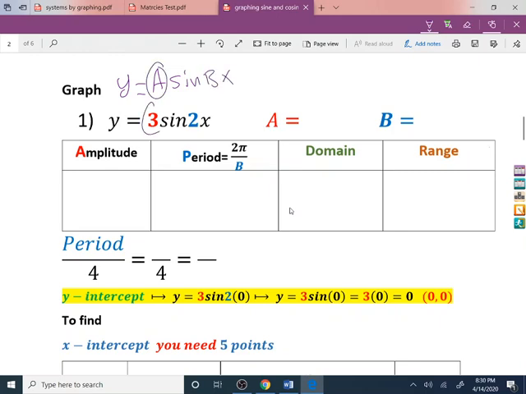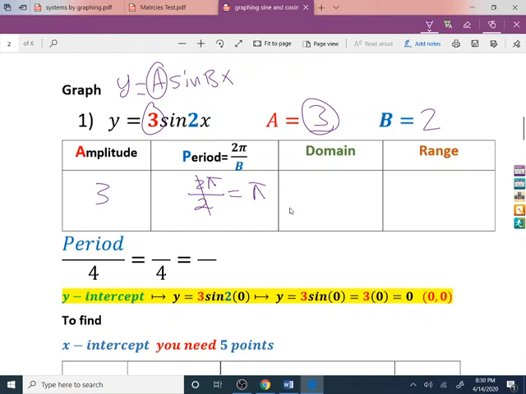What's a, guys? 3. What's b? 2. Then my amplitude is a. It's positive already, so I'm going to write it 3. Then what's my period? 2 pi over 2, which is equal to pi, because 2 cancels with 2. Then the graph of my function repeats itself every pi. You will see in the graph.